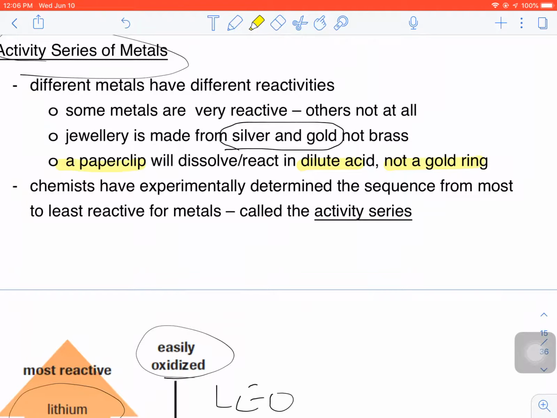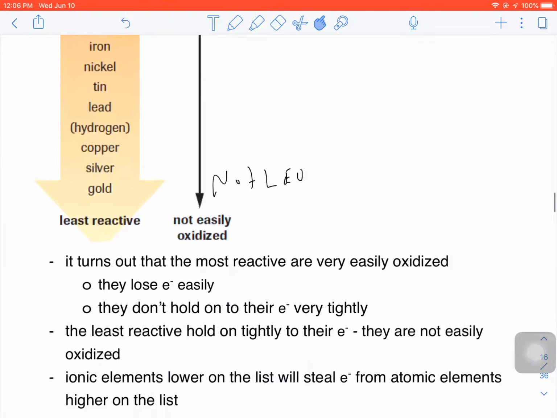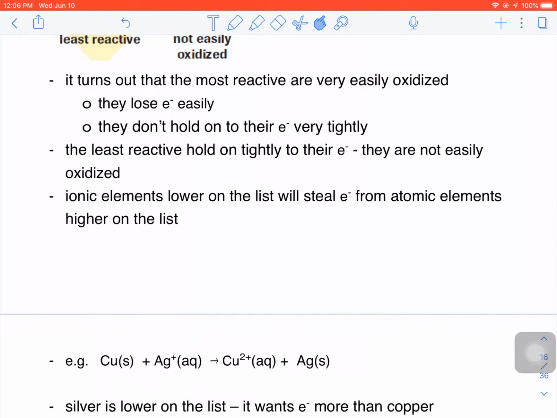So we know about the activity series. Like I said, we've used it before, and we're going to use it again one more time here before we finish up chapter 4.